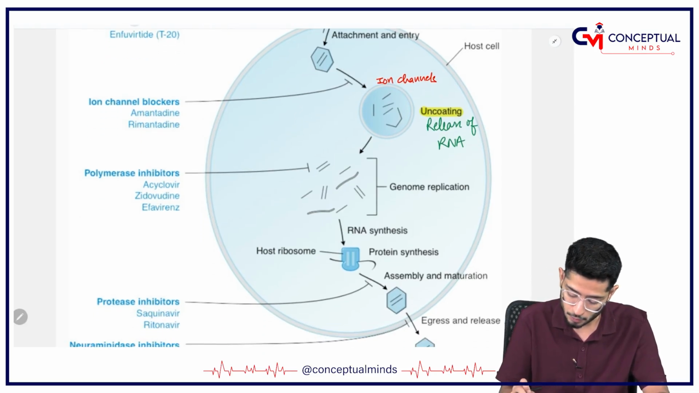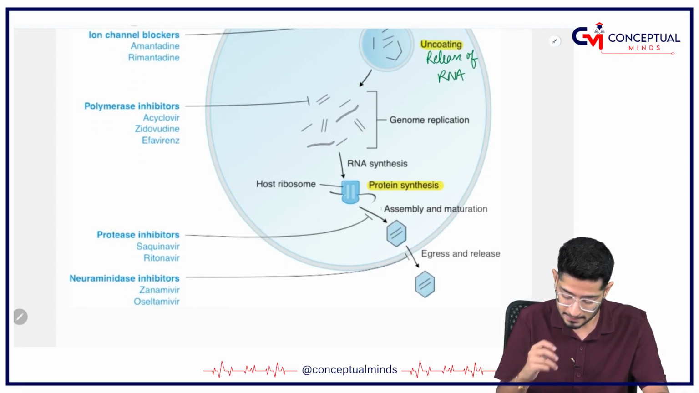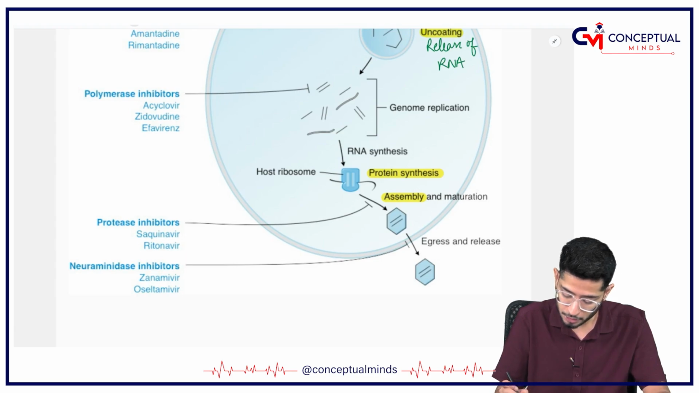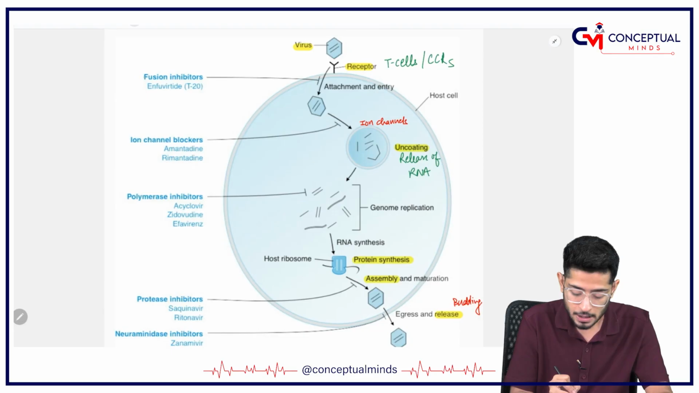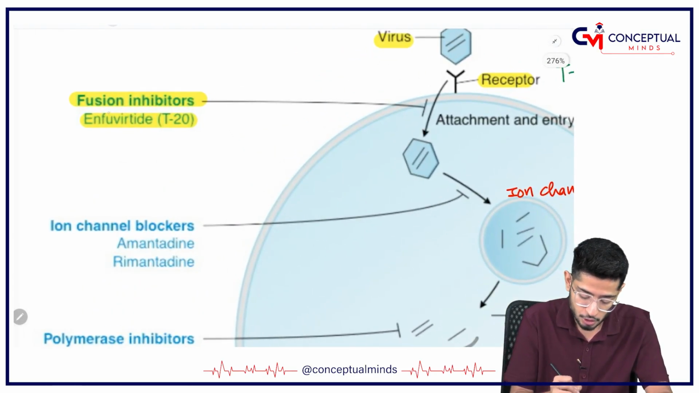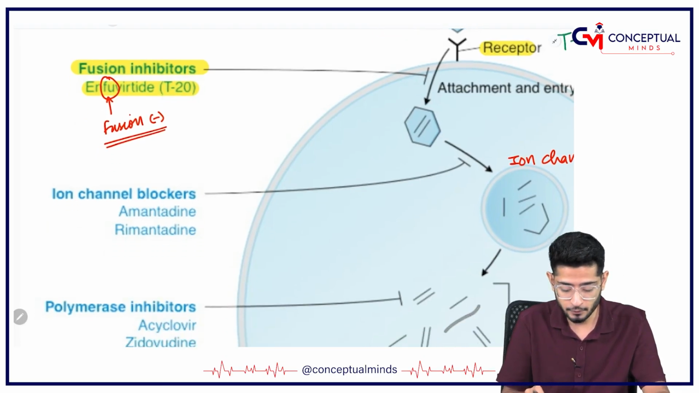After that, once the genome is released, it leads to the synthesis of protein, and once the protein is synthesized, these are going to have the assembly, and then it is going to get released with the help of budding. Okay, budding and release. So, what are the different drugs which are used? In order to inhibit the fusion, you have got a drug called enfuvirtide. So, FU means fusion. Okay, FU means fusion inhibitor.